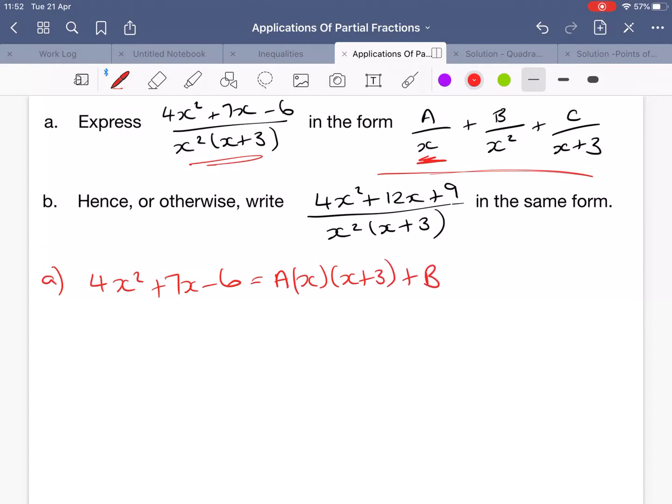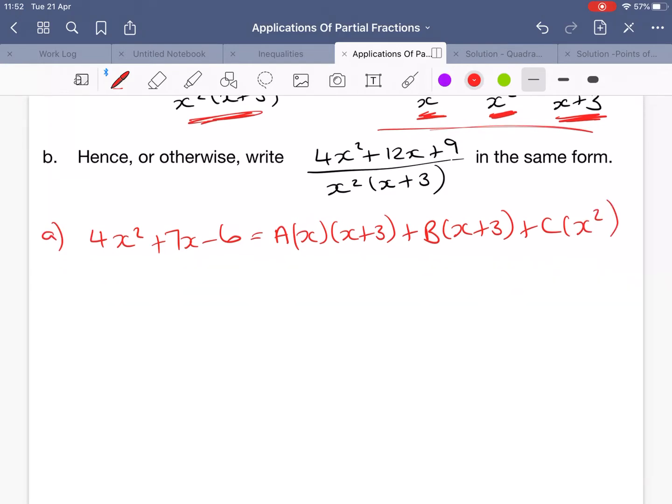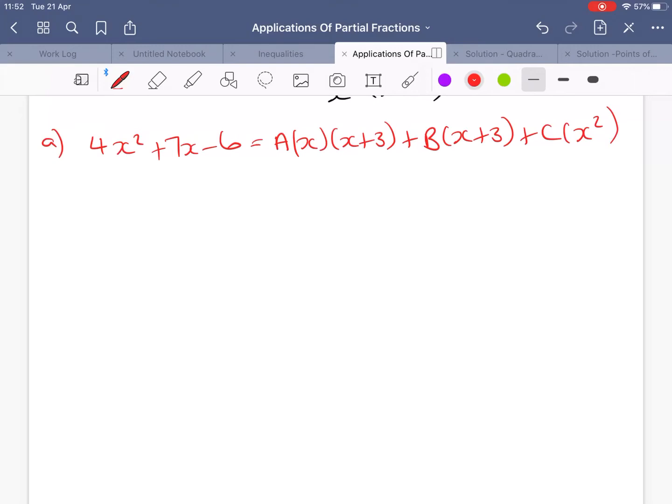Plus, let's do the second fraction. What do I need to multiply this denominator by to match it up? I just need an x plus 3. And then the final one, what do I need to multiply this final denominator by? I need an x squared. Okay, so let's go. First substitution is x equals 0. Minus 6, well, the a term is gone, the c term is gone, and I've just got 3b. Therefore, b is equal to minus 2.